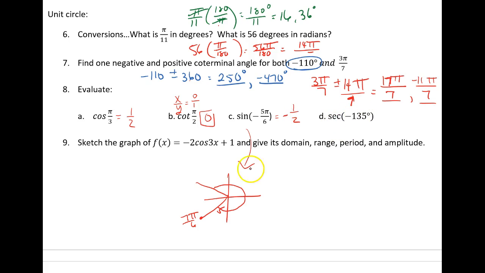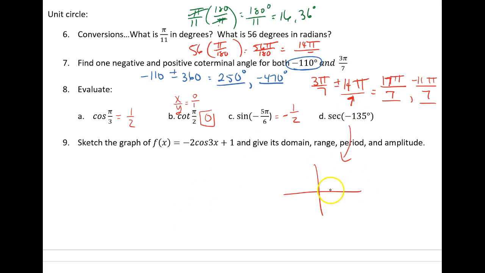The secant of negative 135, so same thing. First I want to actually draw where this is. Positive 135 is here, so negative 135 is there. Now I know that this point is negative root 2 over 2 comma negative root 2 over 2.